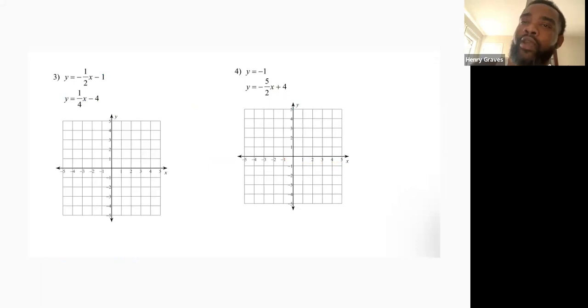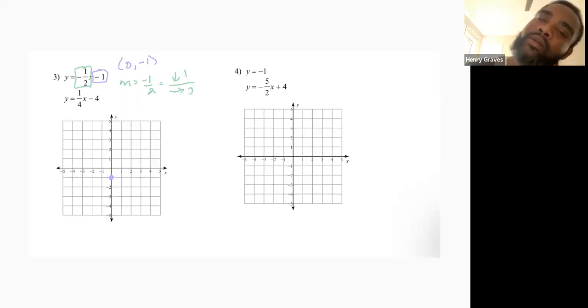So for number 3, I'm going to start off here at (0, -1) as my y-intercept. Then I'm going to graph -1/2 as my slope. That means I'm going to go down 1 and go right 2. Down 1, right 2, like that. And connect the dots. So y is equal to -1/2 x minus 1.